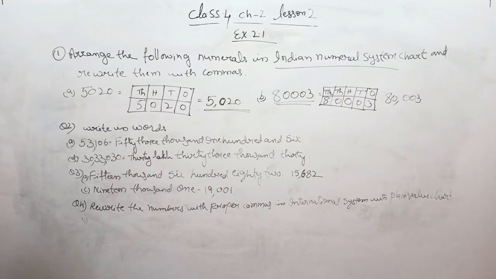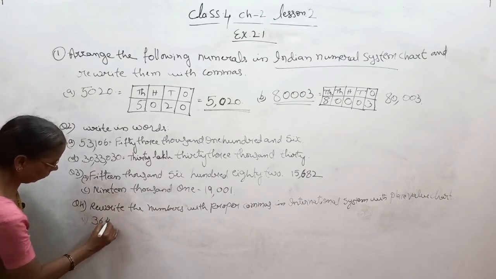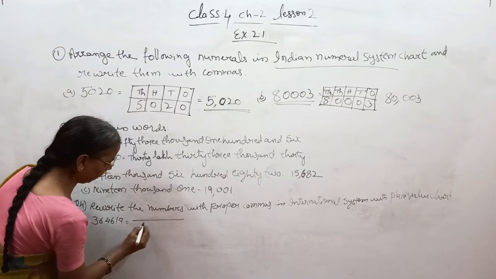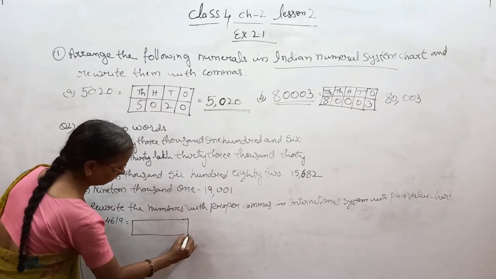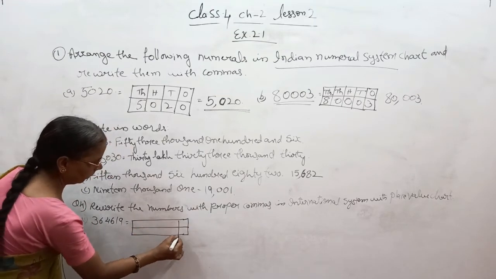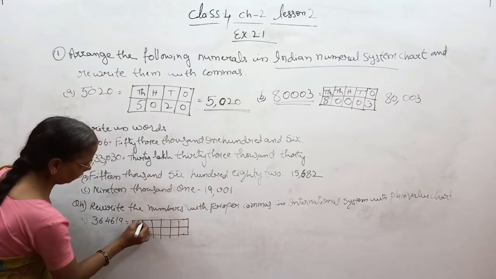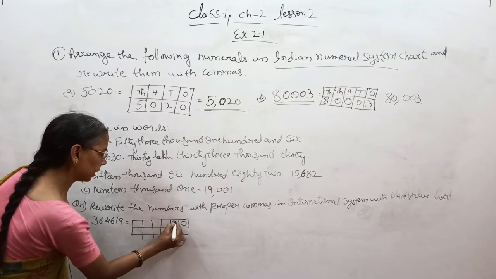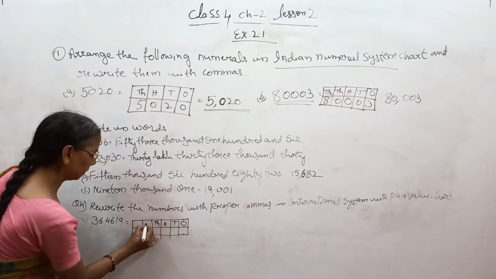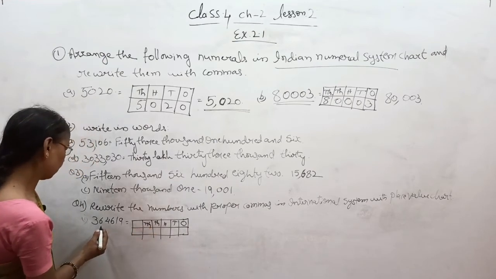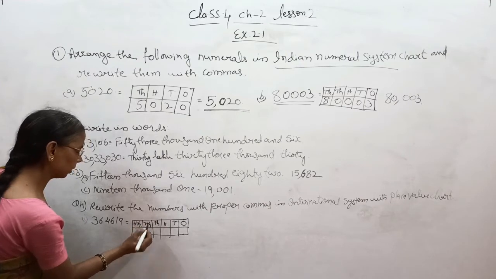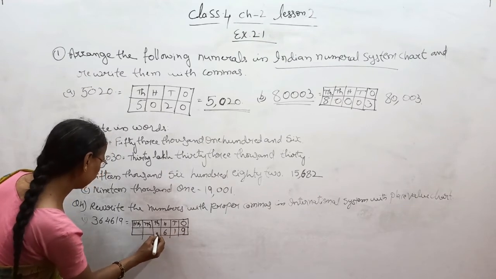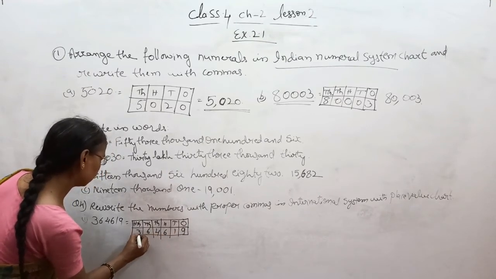Three six four six 19. 364,619. In this, we have to draw a chart of the international system, that is ones, tens, hundreds, thousand, 10,000 and 100,000. Here we have put 3, 6, 4, 6, 1, 9.